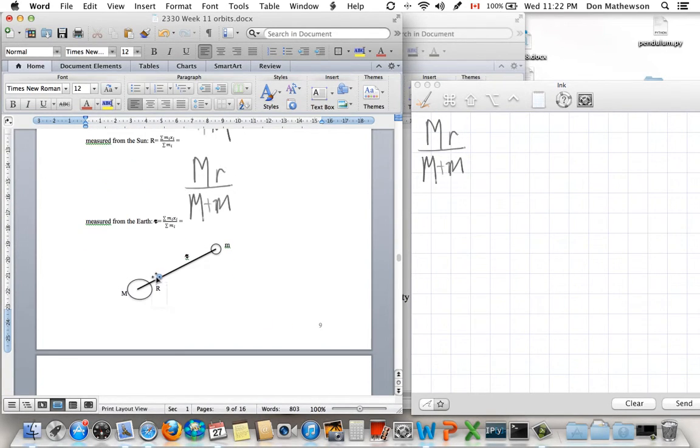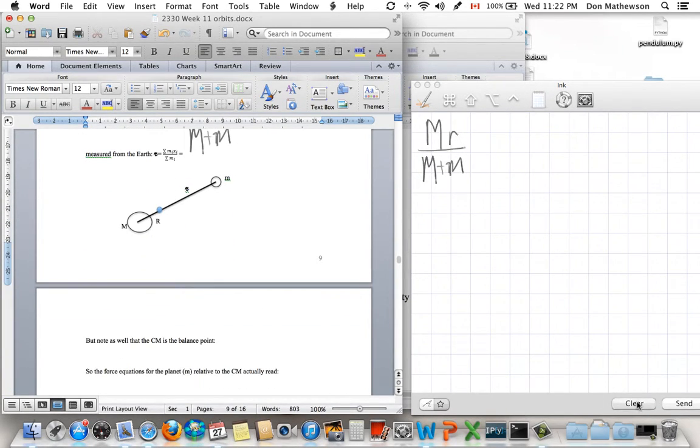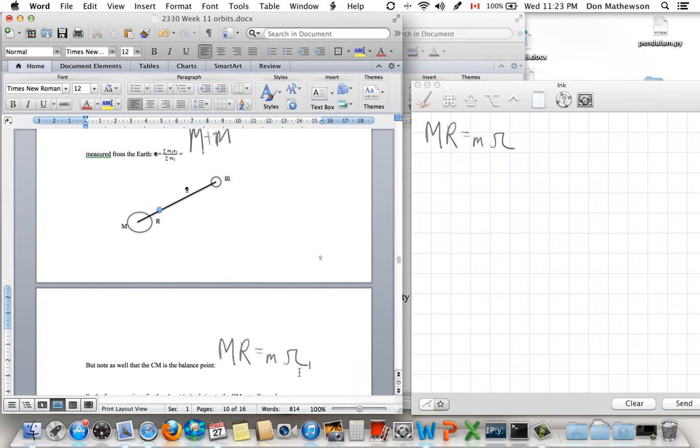Now, of course, the center of mass is the balance point. So it must be, if you look at the diagram here, that big M times big R must equal little m times little script r. Okay, so those three equations define the center of mass.